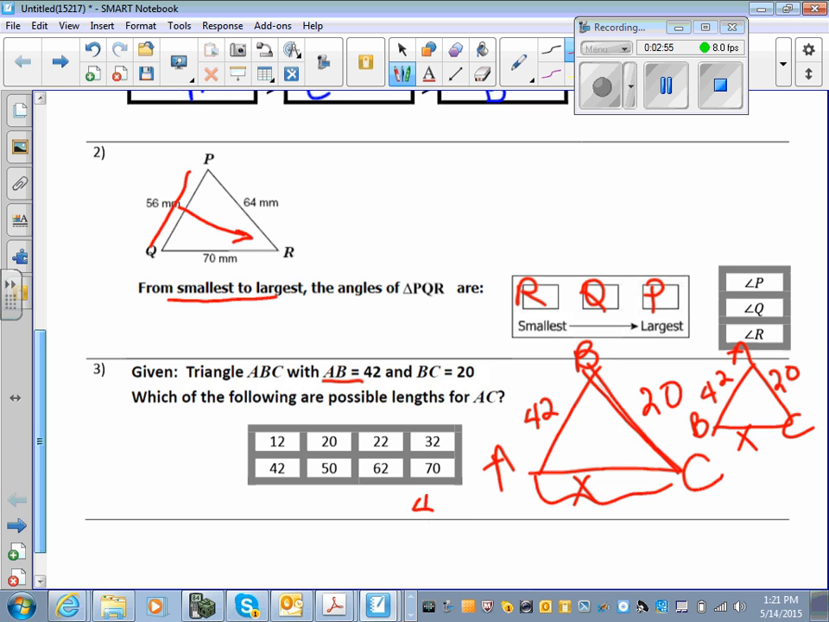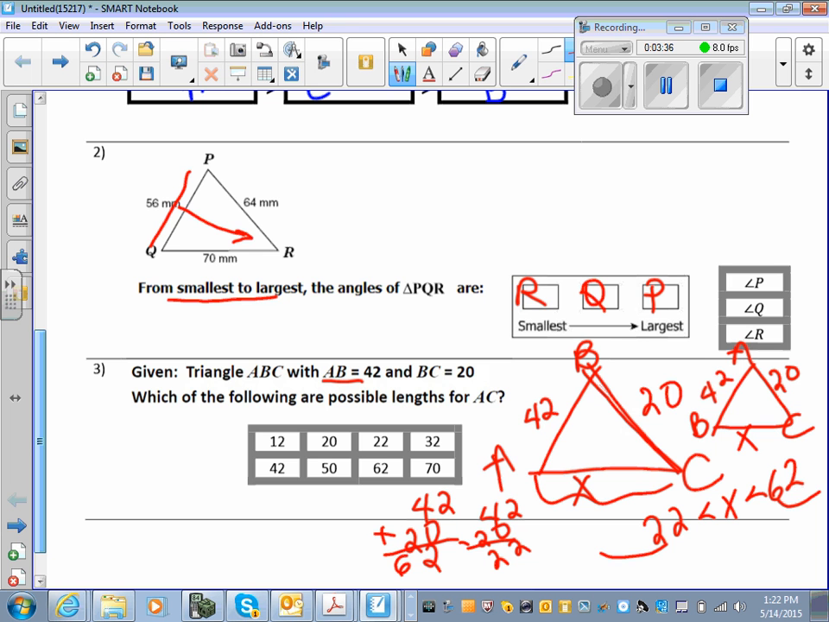Triangle inequality. So we have to do 42 plus 20 gives you 62, right? And 42 minus 20 gives you 22. So you have to put 22 is less than X less than 62. So X is going to be between the two. It can't be 22 or less, or 62 or above 62. So it needs to be like 22.5, 22.3, anything past 22.